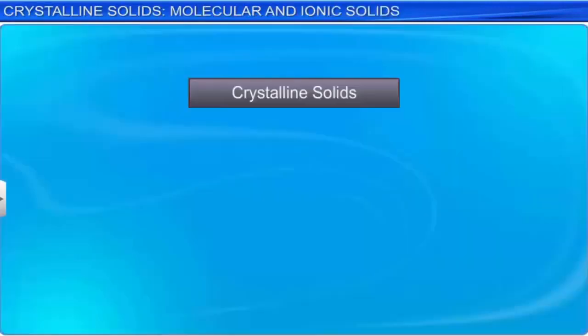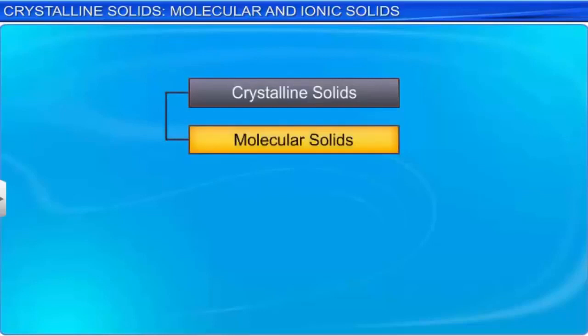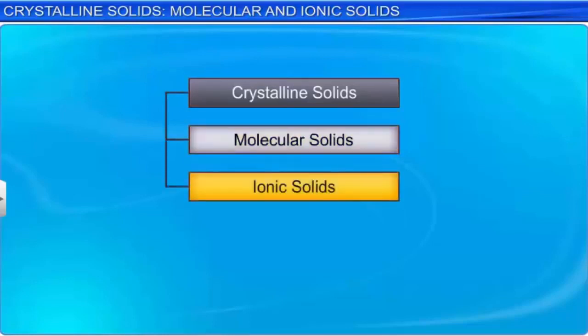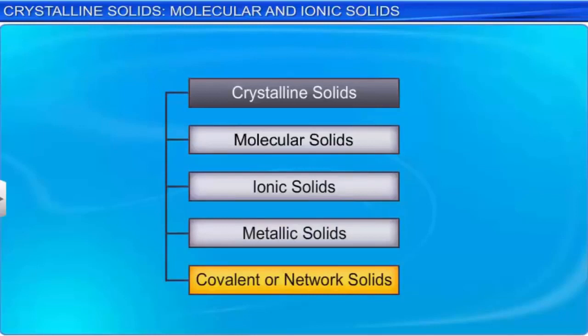On the basis of the type of forces holding the constituent particles together, crystalline solids are broadly classified into molecular solids, ionic solids, metallic solids, and covalent or network solids.